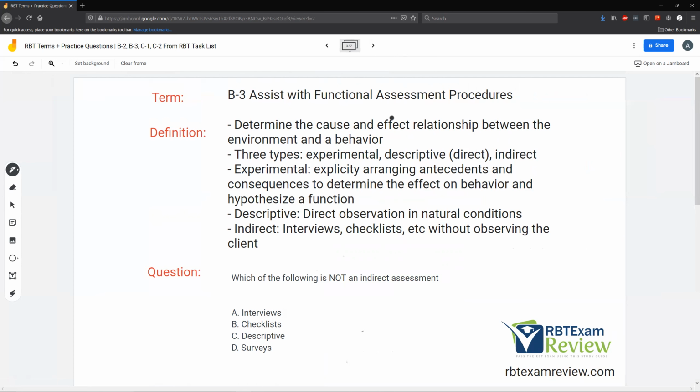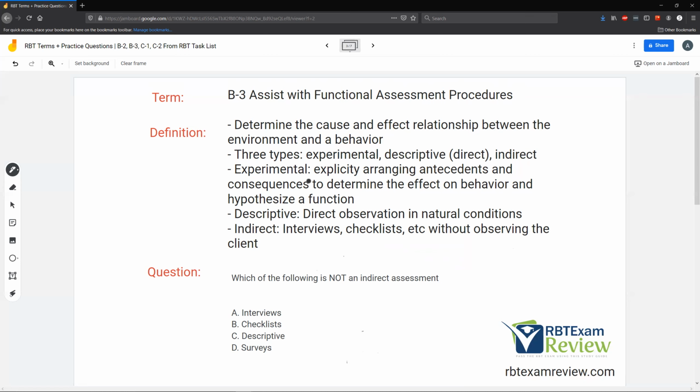Remember our functions, okay? Escape, tangible, attention, and automatic. All behavior has a function, and before we can treat the behavior, we need to determine the function. So that's what we're doing here, okay? There are three types. There's the experimental, there's the descriptive, and the indirect.